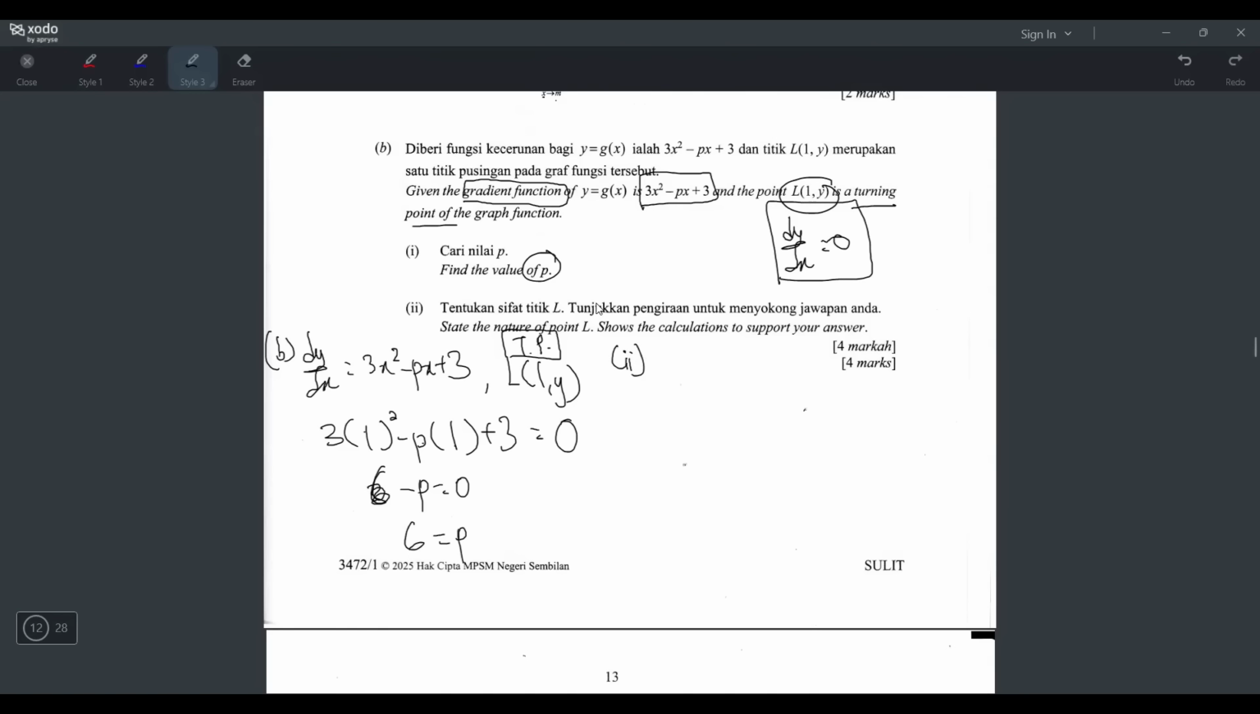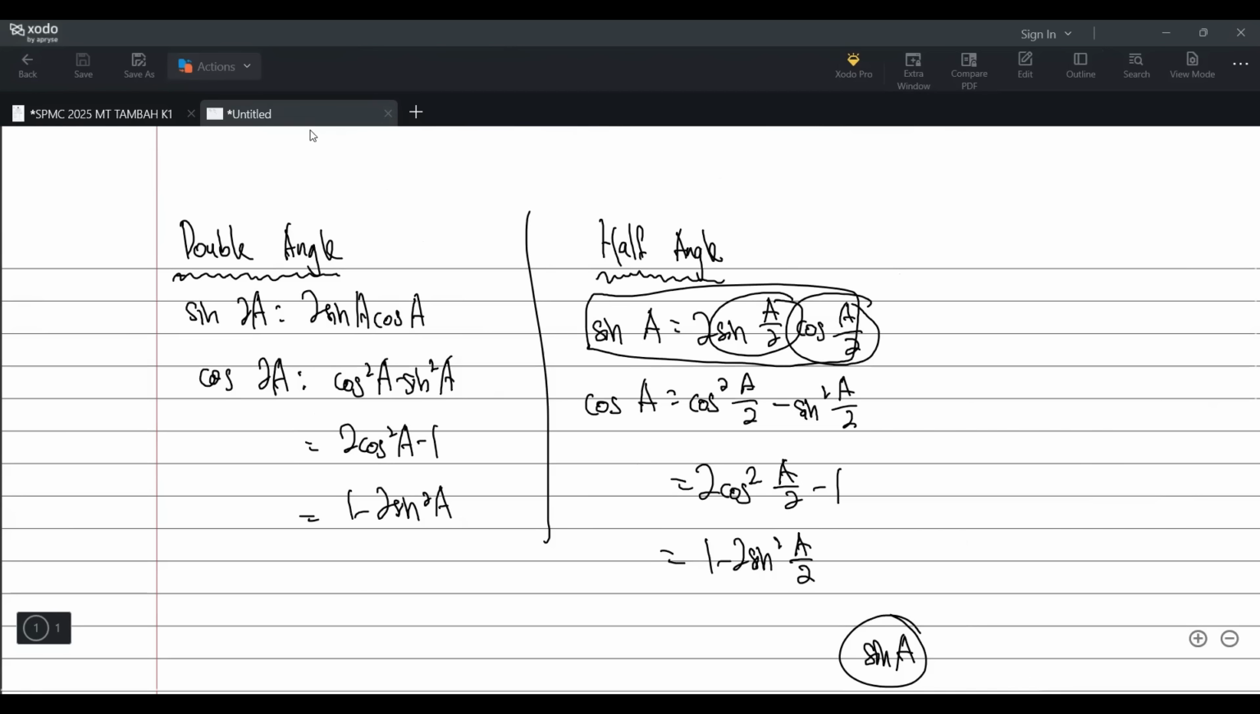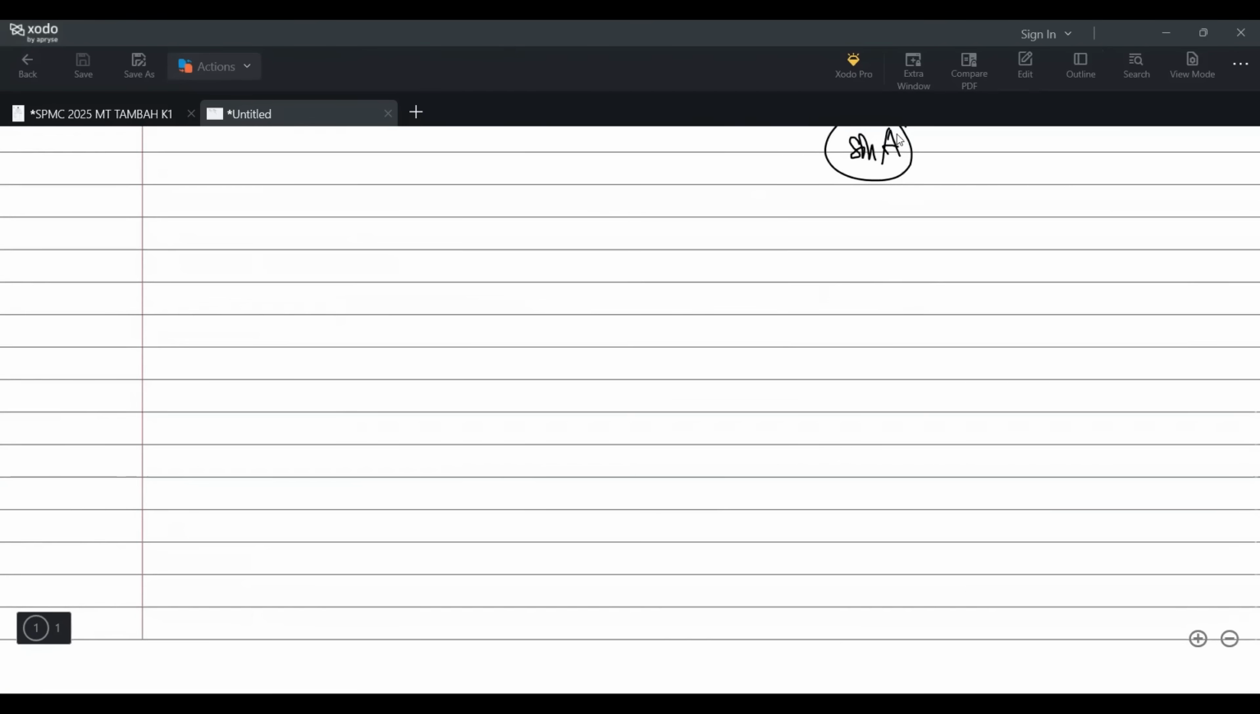Okay, let's do the second question. Alright, the second question says: state the nature of point L and then show the calculation to support your answer. Tentukan sifat titik L, tunjukkan pengiraan untuk menyokong jawapan anda. Okay, let's talk about the nature of turning point. Let me write notes. I'm going to use this space right here.